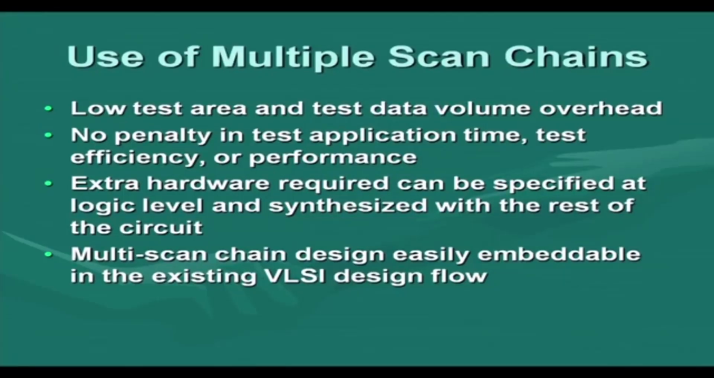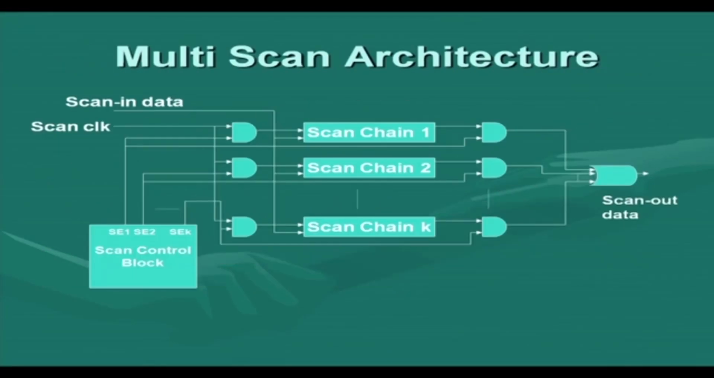So the multiple scan chains are there, and scan control hardware is there, but of course, when doing the synthesis, some part of it gets merged with the design itself. As a result, the overall area requirement may not be that high, and they are embedded in the VLSI design flow, and most of the CAD tools allow it, as we have seen. So this is a typical structure of multiple scan chains that we have seen here.